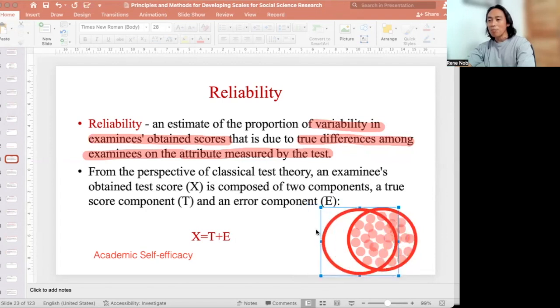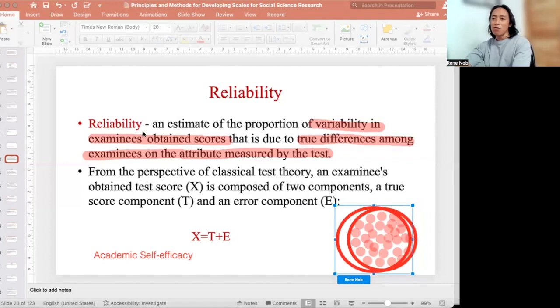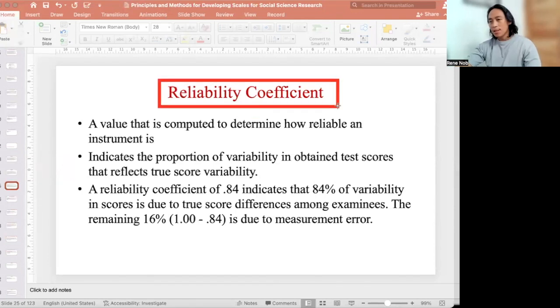The smaller the proportion of the variability in the test scores that is due to the true differences in the true scores, the lower the reliability of the test. Okay? So that is kind of the technical definition of what reliability is. And that proportion is represented by a numerical value which we refer to as the reliability coefficient. So what is it? It is a value that is computed to determine how reliable an instrument is. It indicates the proportion of the variability in the obtained test scores that reflects true score variability.